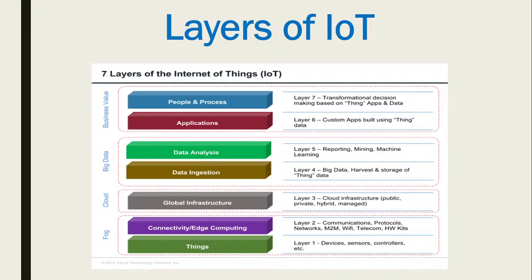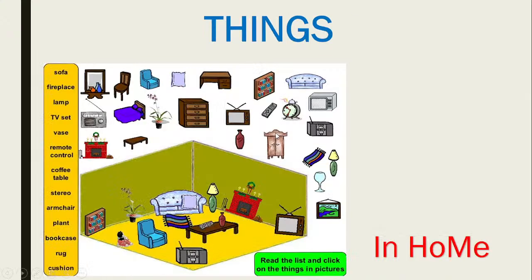Communications protocols, networks, machine-to-machine communication, Wi-Fi, telecom, hardware kits, all of these come under connectivity. Then the things layer. Layer one is the most basic, the lowest underlying layer: devices, sensors, and controllers. Like we saw in the definition, for anything to connect to the internet, it needs the equipment, it needs devices. So devices, sensors, controllers, all of these come under this section.